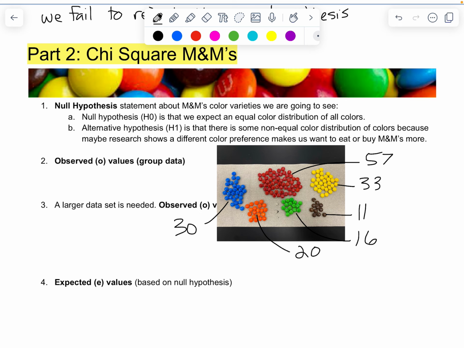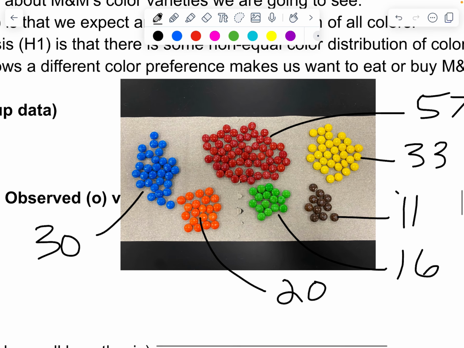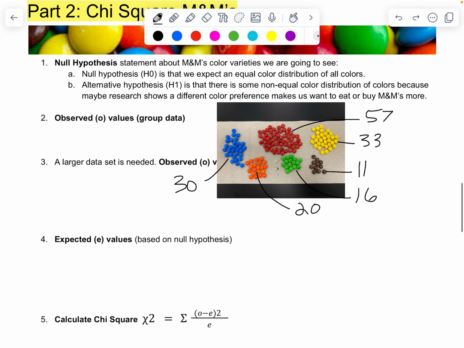I'm going to see if that holds. It kind of looks like it doesn't hold. It kind of looks like there's a lot of reds and not a lot of browns, for instance. So we'll see if the chi-square value that we obtain is actually a high value, and see if we reject the null in favor of an alternative hypothesis. An alternative hypothesis could be that there is some non-equal color distribution of the M&Ms, okay? So we'll see where this takes us. So these are our observed values, okay?